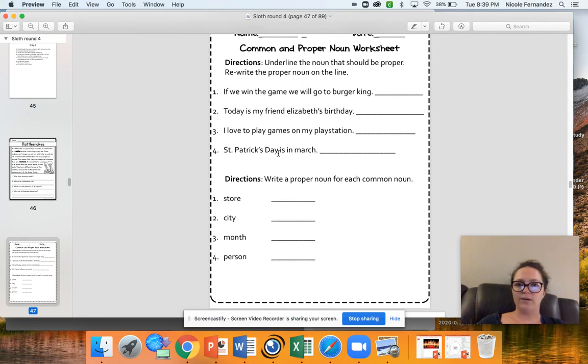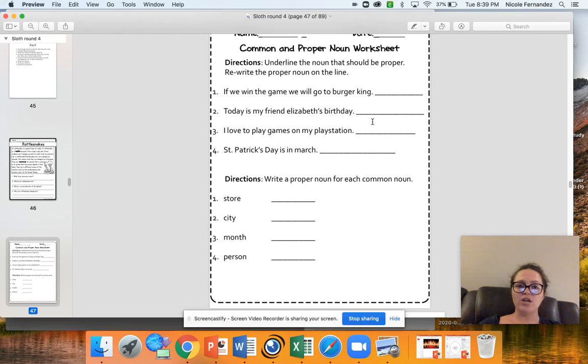Then we have some common and proper nouns. We already did this a little bit the other day, and you guys did an activity with it. So in these sentences, they all have a proper noun in them. And proper nouns need capital letters. So you're going to read through it and figure out which of these words is a proper noun.